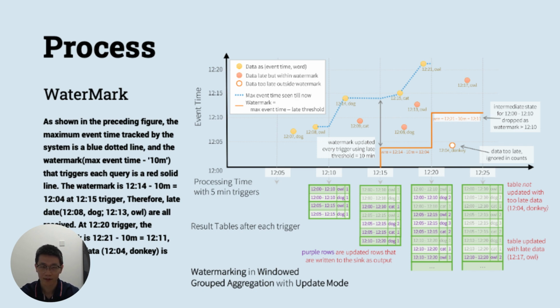This blue line is the maximum event time. This maximum event time will be used later when we calculate the watermark. Though we haven't discussed that yet, when we calculate the watermark, we will use this maximum event time. It will continue to be important, so we will emphasize it here. And this red line is the watermark. This red line represents the watermark.